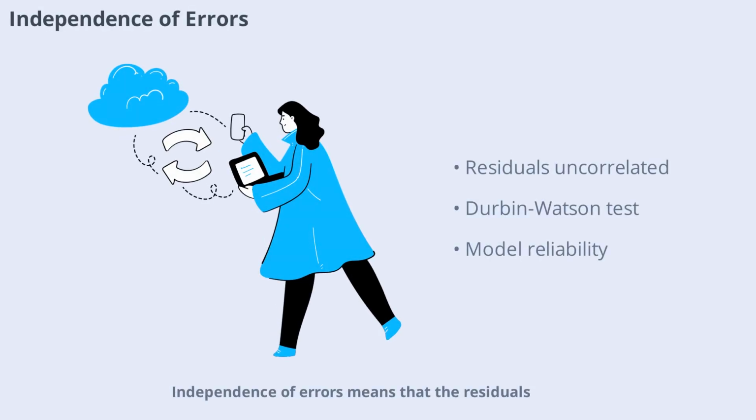Independence of errors means that the residuals, or differences between observed and predicted values, are not correlated with each other. If errors are dependent, it can indicate a problem with the model, such as missing variables or time-related effects. This assumption is especially important in time series data. You can check for independence by plotting residuals and using statistical tests like the Durbin-Watson test.